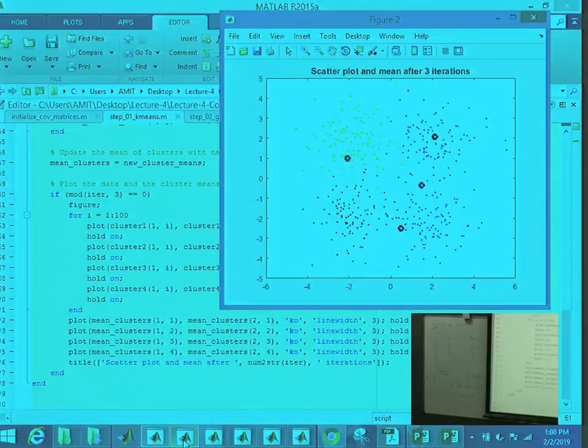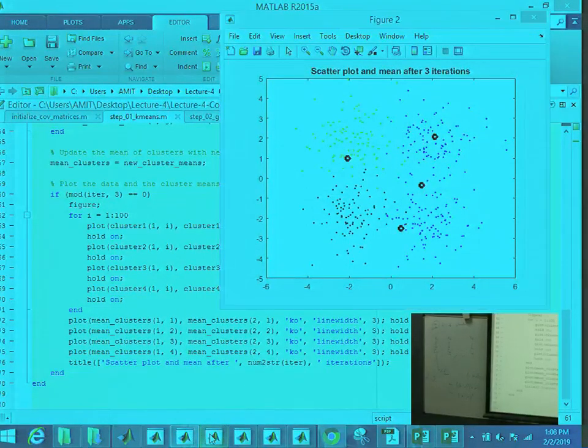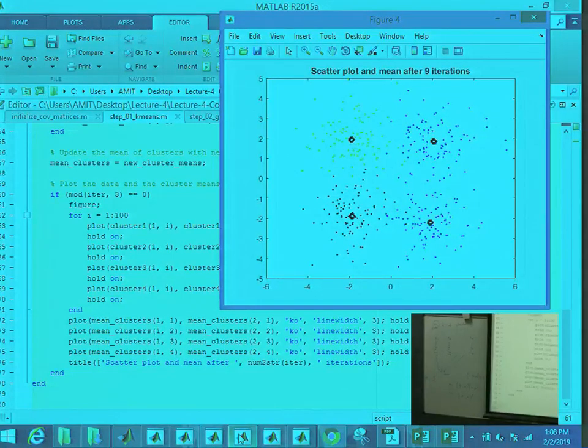This is the initial plot. After the third iteration it becomes something like this. Then in the fourth iteration it moves here, in the fifth iteration it moves here. Somehow it converged by the 12th or 13th iteration itself.